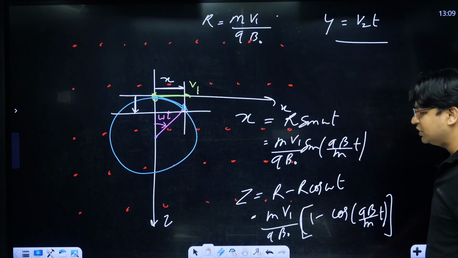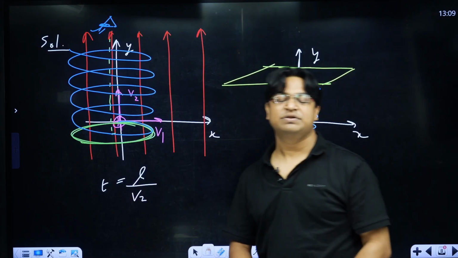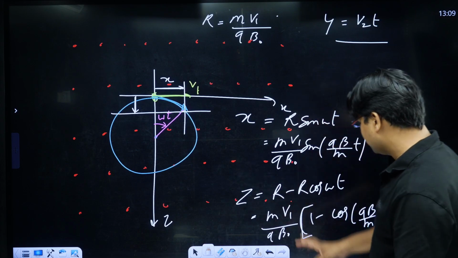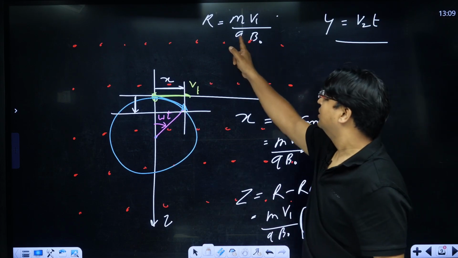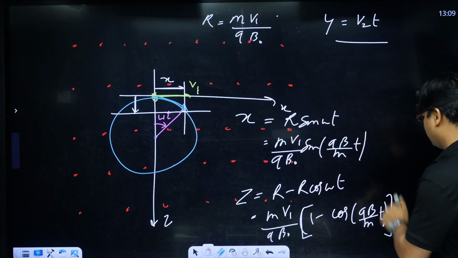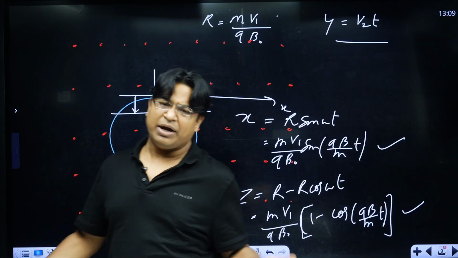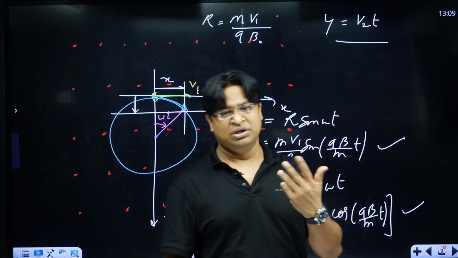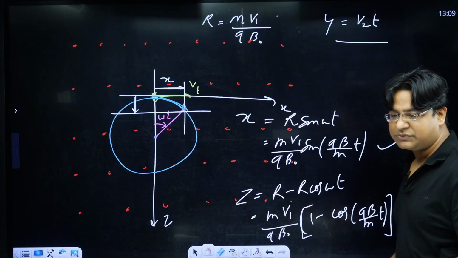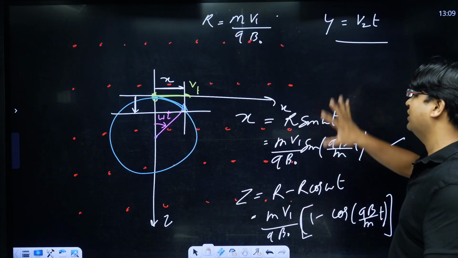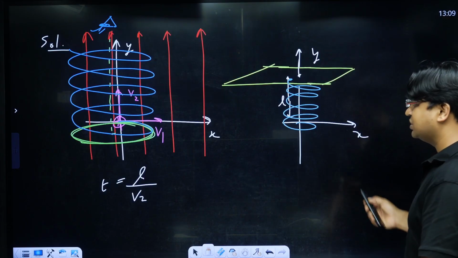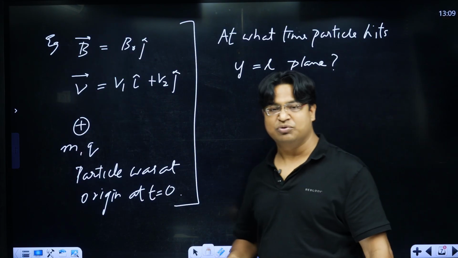Okay, so we have got the three coordinates. You know the time at which we want to know the x and the z coordinate. In these two equations, you put the value of t and you will get the x and z coordinate as well. The y coordinate is definitely L, because that's what we are solving for. So like this you can get the coordinates also. This is how we deal with the helical motion case.